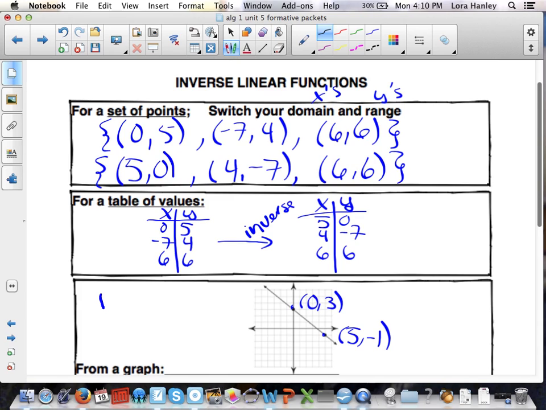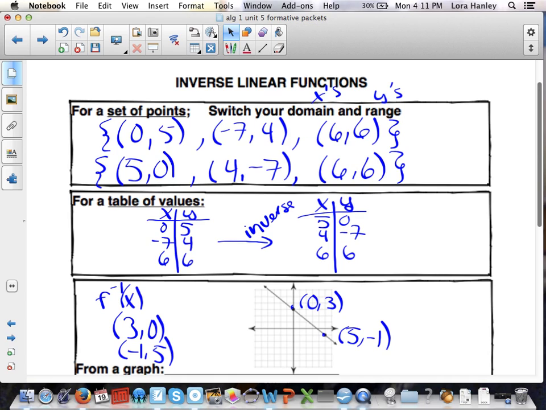Well, for your inverse set of points, again, when we talk about an inverse, we use f inverse of x if we're talking about a function. Since it's a line, this is a function, passes my vertical line test. The points that would fall in this inverse function are (3, 0) and (-1, 5). So by graphing those two, we could find our inverse function. (3, 0) would put me on the x-axis, and (-1, 5) would put me up there. Connect your 2 points, and that is your new line.